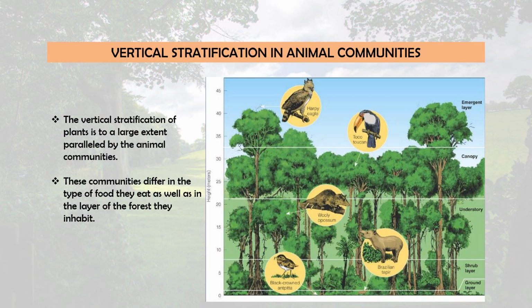Next is the vertical stratification in animal communities. The vertical stratification of the forest plants is to a large extent paralleled by the animal communities. So these animal communities differ in the type of food they eat as well as in the layer of the forest they inhabit.